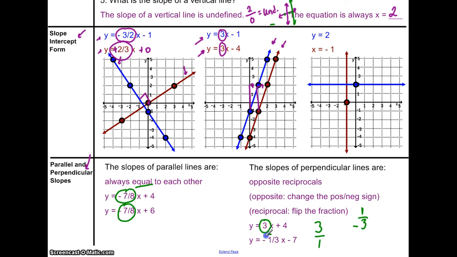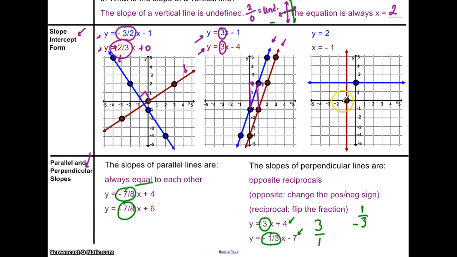Y equals negative 1/3 x minus 7. Just like parallel lines, the y-intercept doesn't matter at all. It could be anything. But as long as the slopes are opposite reciprocals, flip the fraction, change the sign, and you'll get perpendicular 90-degree slopes. One last thing I wanted to mention is on this third graph here.